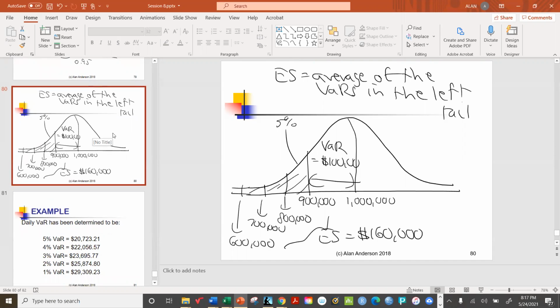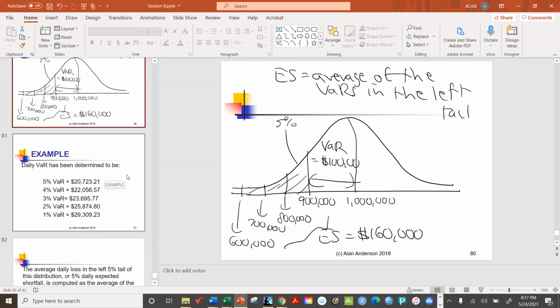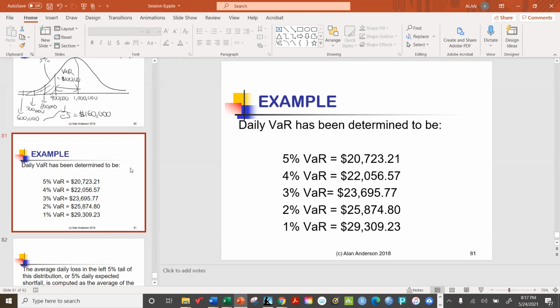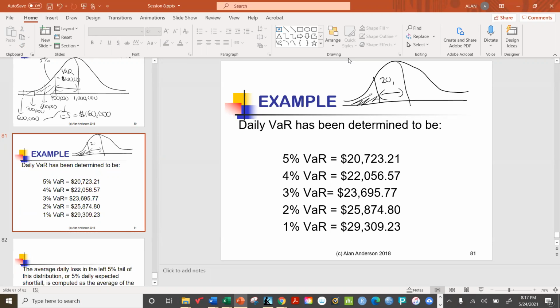Now, how many of these you can do depends on how much time you have, because remember, this is still a very time-consuming process. But let's just imagine the following scenario. You've calculated all these different VARs, okay, like we've done all this whole time. And here's the left tail, and I've lost 20,723.21. I do it again for 4 and 3 and 2 and 1%, and I average these out.